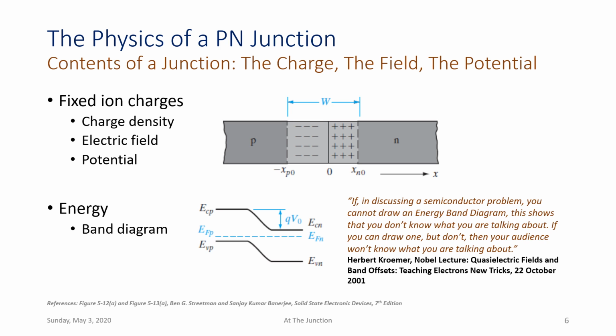So the energy diagram is very important in understanding the function and the operation of a junction. In fact, Herbert Kroemer said that if in discussing a semiconductor problem, you cannot draw an energy band diagram, this shows that you don't know what you're talking about. If you can draw one, but you don't, then your audience won't know what you're talking about. So the energy band diagram is extremely important.